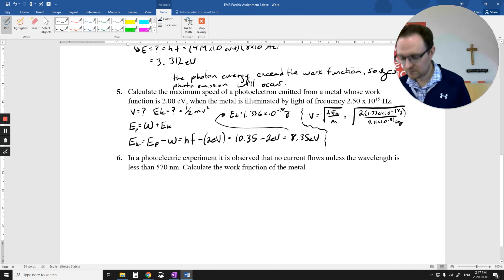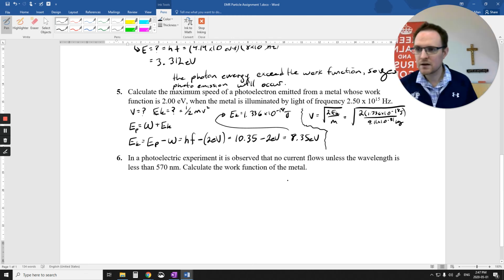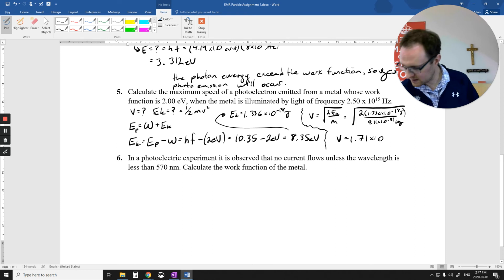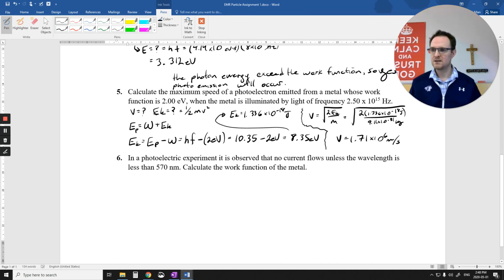Okay, so times it by 2. Got the number in my calculator, so that's what I did. Divide by 9.11 e to the negative 31. Take the square root. It is going at a speed of 1.71 times 10 to the 6 meters per second. Ooh, that's quite fast. It's really, really high frequency on that.